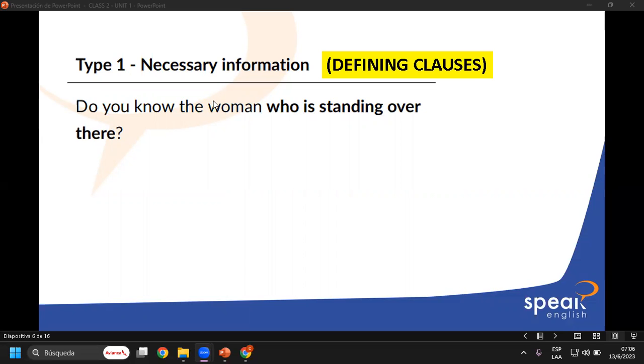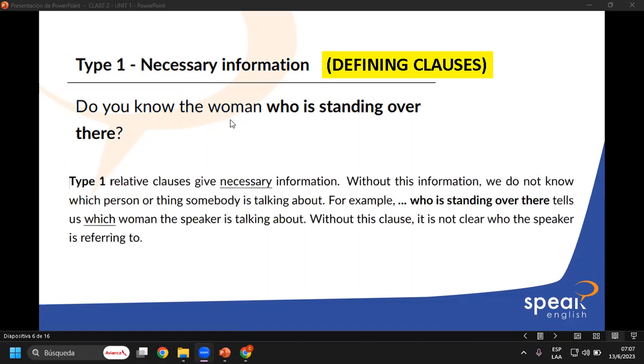The defining clauses, guys, are the ones that provide necessary information. Yesterday we mentioned that we can't omit this information, because if we don't have it, basically we don't know who or the object that the person is talking about. And here we have an example. Imagine if I say, do you know the woman? If I omit this part, what do you think? Can we understand the sentence? Do you know the woman?